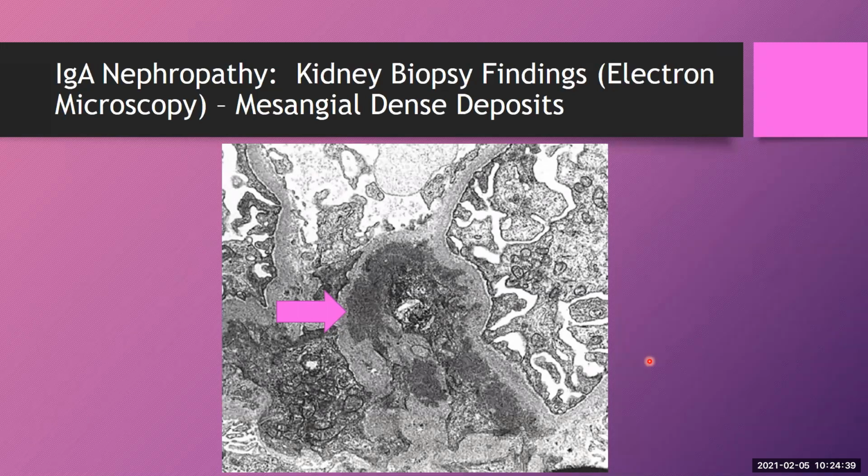And it represents the immune complexes that I talked about before. These are the exact same immune complexes that we saw in green on immunofluorescence. These are the exact same immune complexes that cause the mesangial hypercellularity by light microscopy. And now we're seeing them in dark gray by electron microscopy.